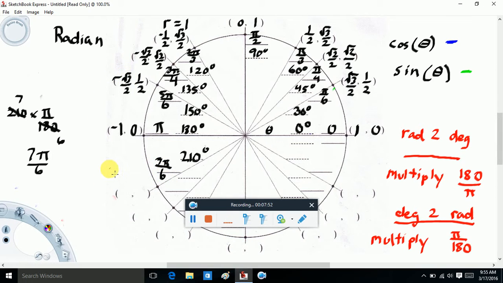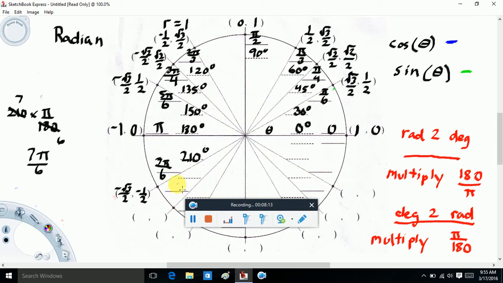Now what are the sine and cosine? Here they're going to both be negative, right? In the third quadrant, the x value is negative as well as the y value. So the cosine is going to be negative square root of 3 over 2, and the sine is going to be negative 1/2.